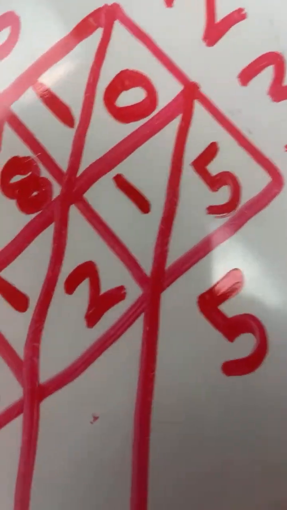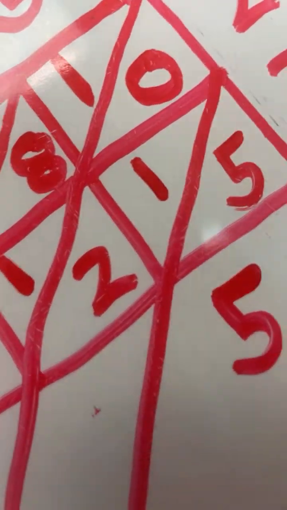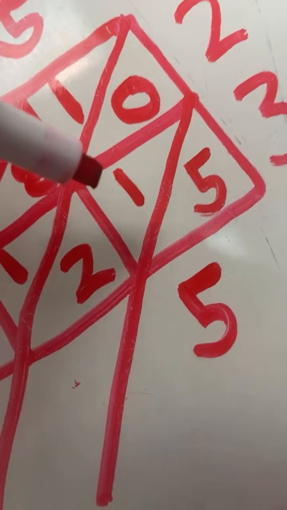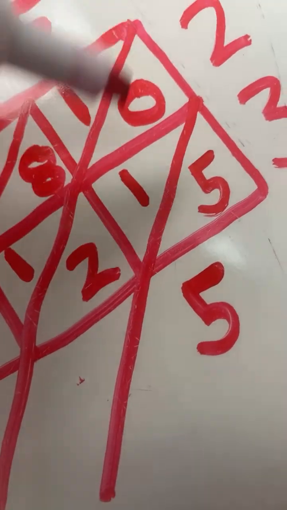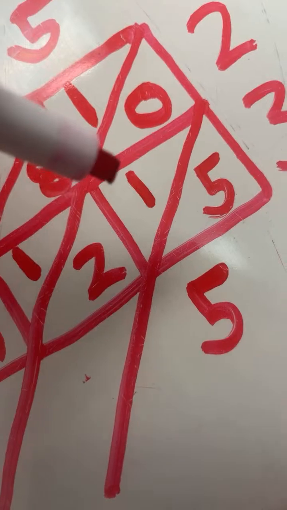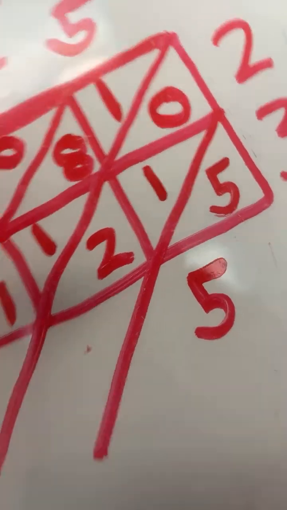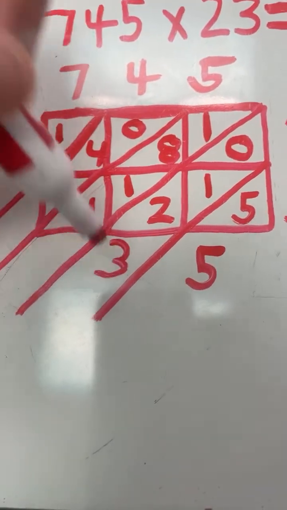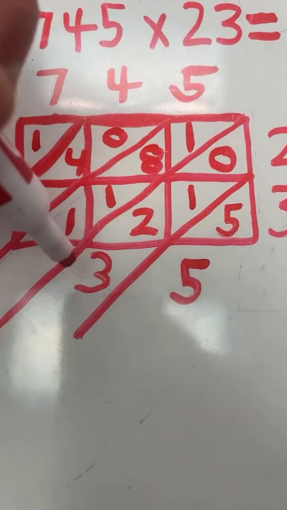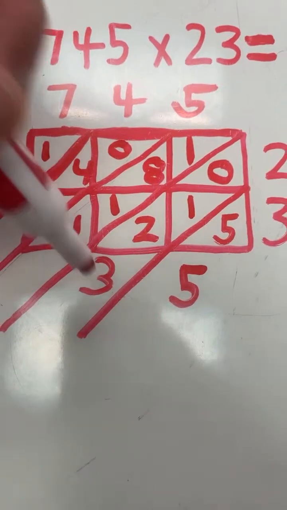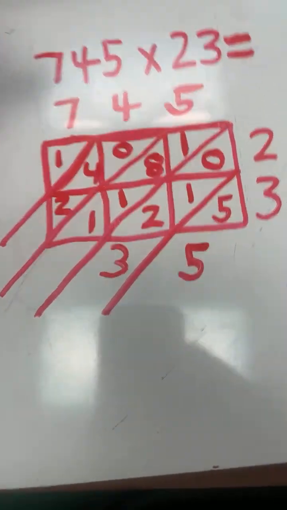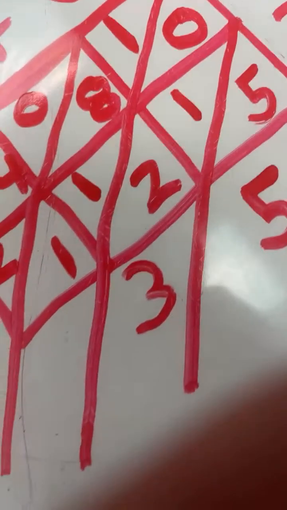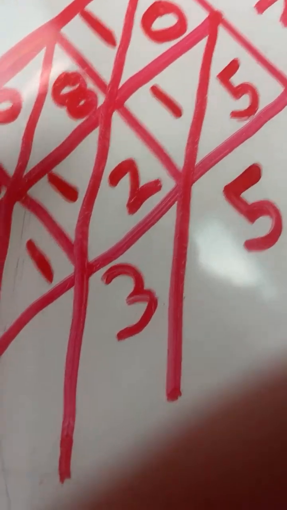Next, in between these two diagonal lines, we have to add these three numbers together. We have to add 0 plus 1 plus 2. 0 plus 1 equals 1, plus 2 equals 3. So we're going to put a 3 here, and the number in between these diagonal lines represents the digit in the tens place. Next, representing the digit in the hundreds place, we have to add these three numbers together.